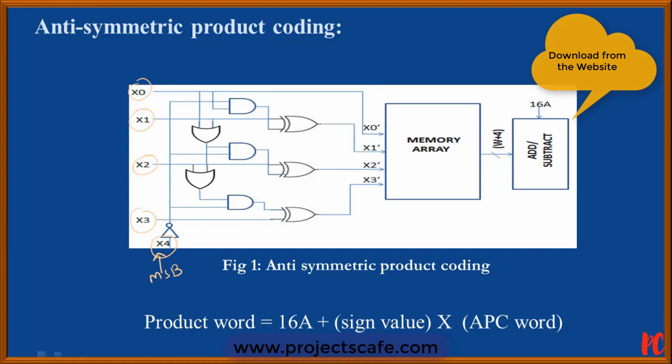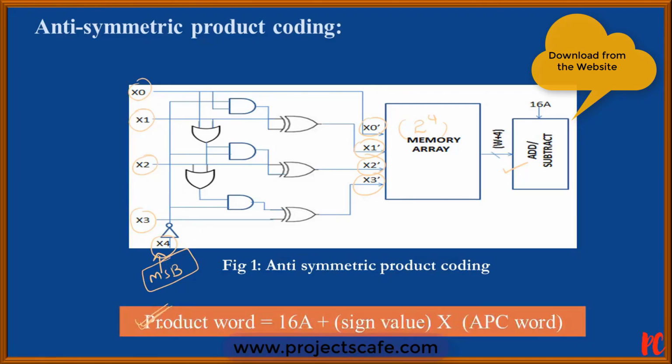Because of this compressor, I am able to compress the 5 bit to a 4 bit representation: first bit, second bit, third bit as well as fourth bit. Since this is 4 bit, I will be allocating 2 to the power 4 memory locations. Instead of 2 to the power 5, I am drastically reducing it to 2 to the power 4 memory locations, thereby performing an addition as well as subtraction operation based on the sign value. The sign value represents my MSB here. Based on this sign value, I perform the anti-symmetric product coding operation.